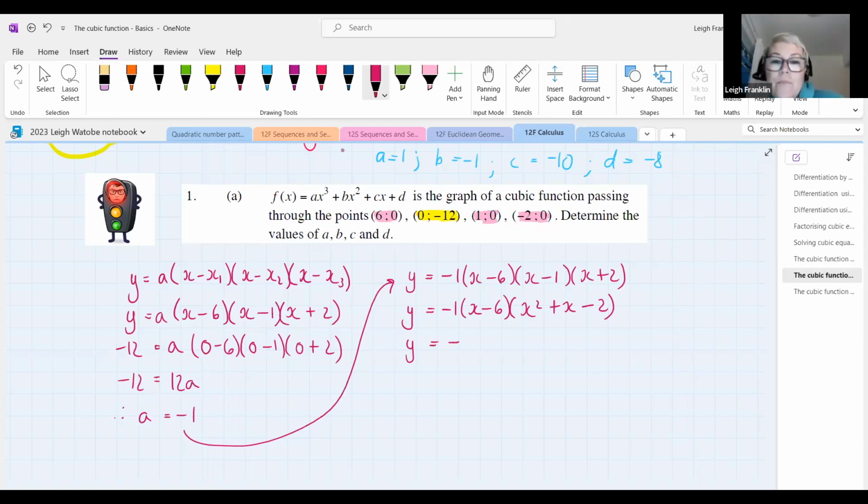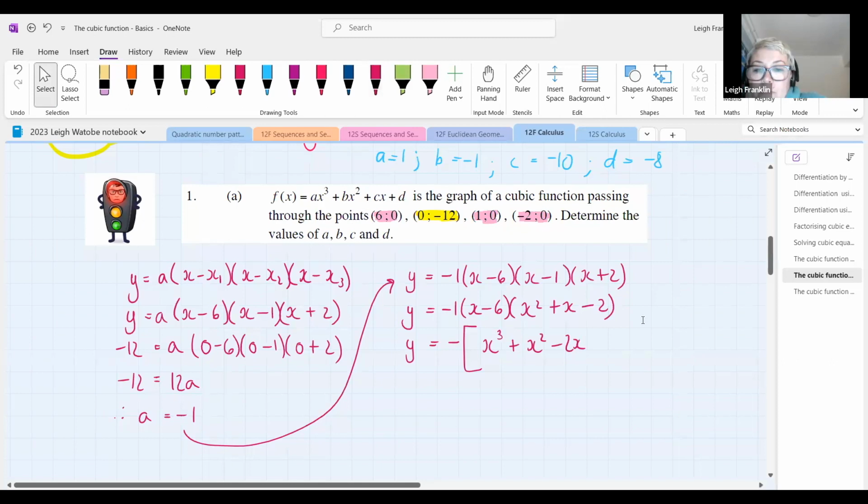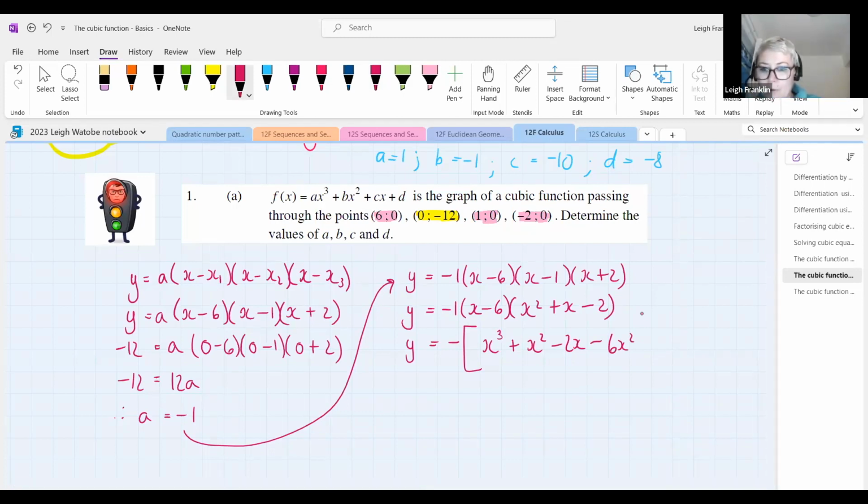And then it's going to be x cubed, plus x squared, minus 2x, minus 6x squared, minus 6x, plus 12. Good. Well done. Excellent. Perfect. Oh, that's awesome. Well done.